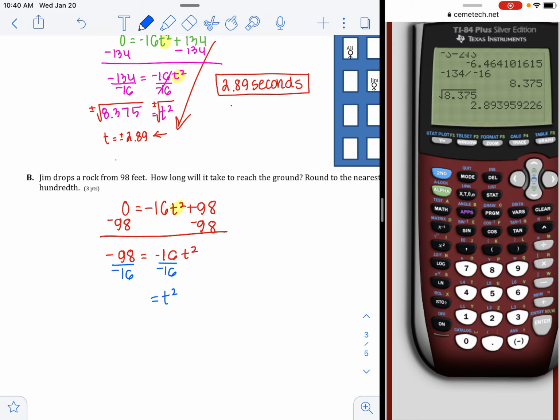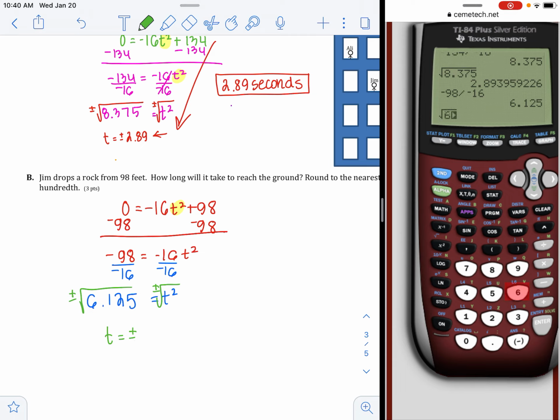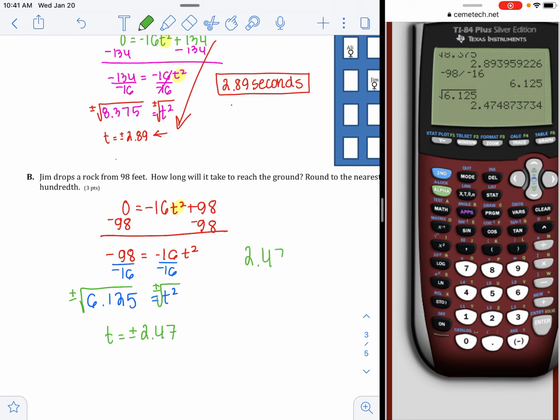I have t squared is equal to, go into my calculator, negative 98 divided by negative 16 is 6.125, not 6.13. And now I'm ready to get t by itself by square rooting, plus or minus. t equals plus or minus, and now I'm going to put that in my calculator. Square root of 6.125, enter, 2.47. So there's all the algebra correct. You have to have the plus or minus 2.47. And then now I'm going to get the actual final answer, which is 2.47 seconds. All right, that's the formative.